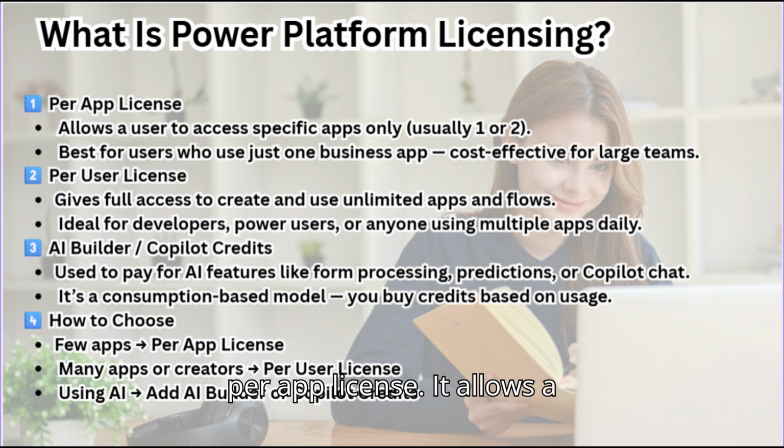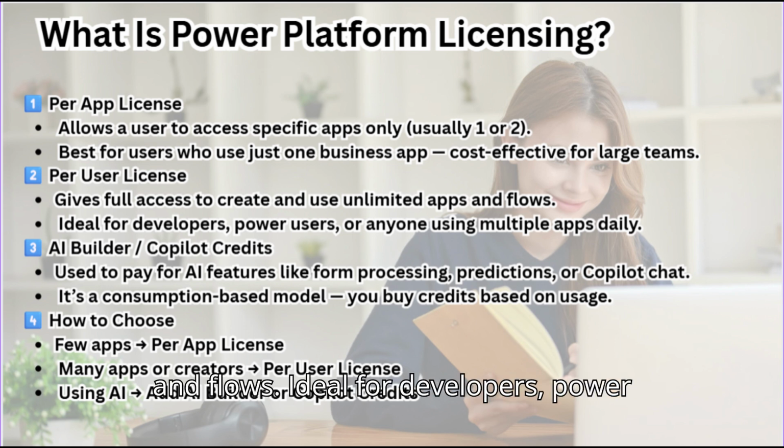First point is per app license. It allows a user to access specific apps only, usually one or two. Best for users who use just one business app, cost-effective for large teams. Second is per user license. Gives full access to create and use unlimited apps and flows. Ideal for developers, power users, or anyone using multiple apps daily.